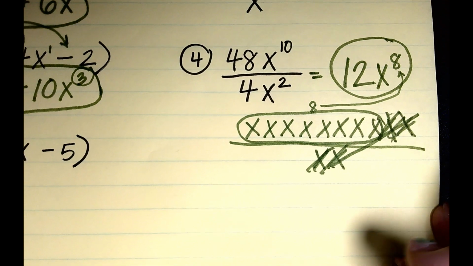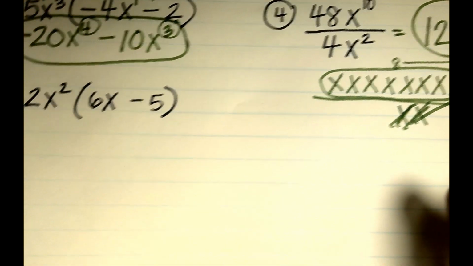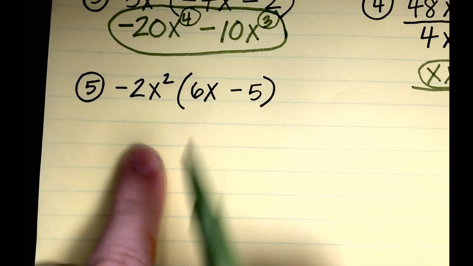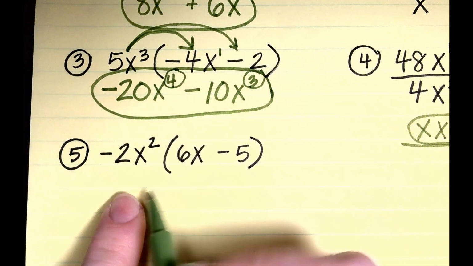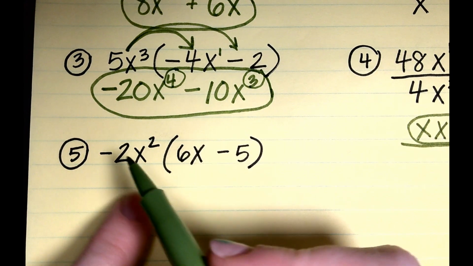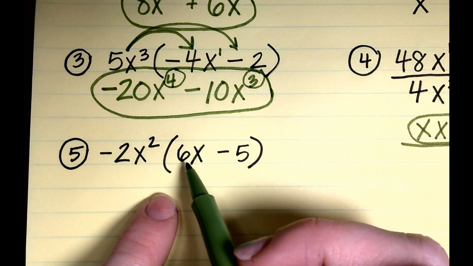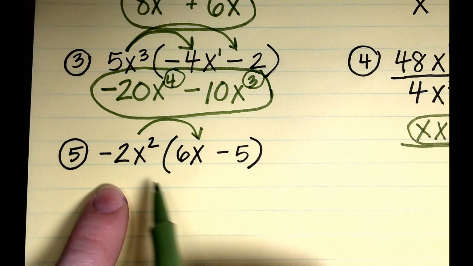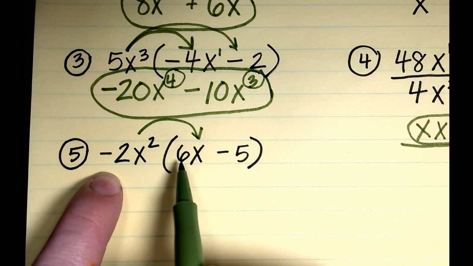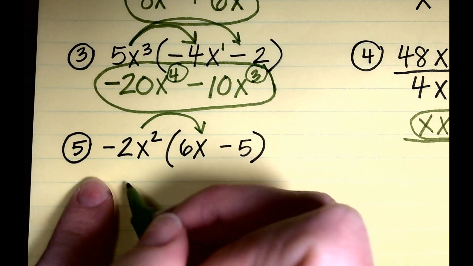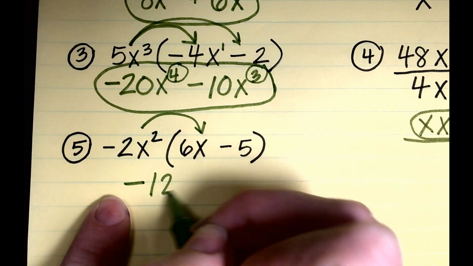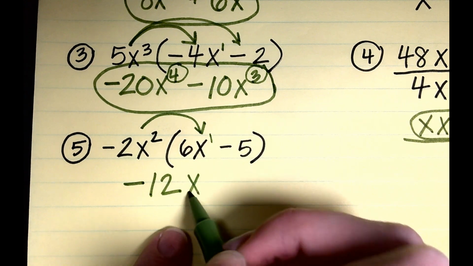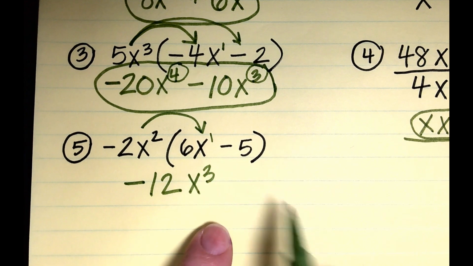Let's look at the last one. Number 5, negative 2x squared. And by now we should know this is multiplication or distribution. We have negative 2x squared times 6x minus 5. So let's start here. Negative 2 times 6 is negative 12. Good. And then x squared and x gives me x to the third power.